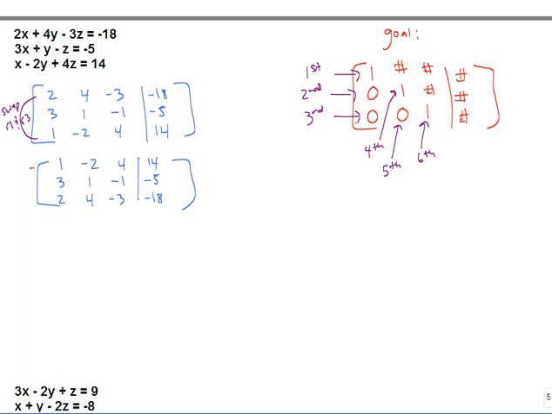Then I need to multiply row 1 times -3 and add that result to row 2 so that the 3 and the -3 will cancel out. This is that 2-step process. So first we're going to multiply. -3 times 1 would be -3. -3 times -2 is 6.